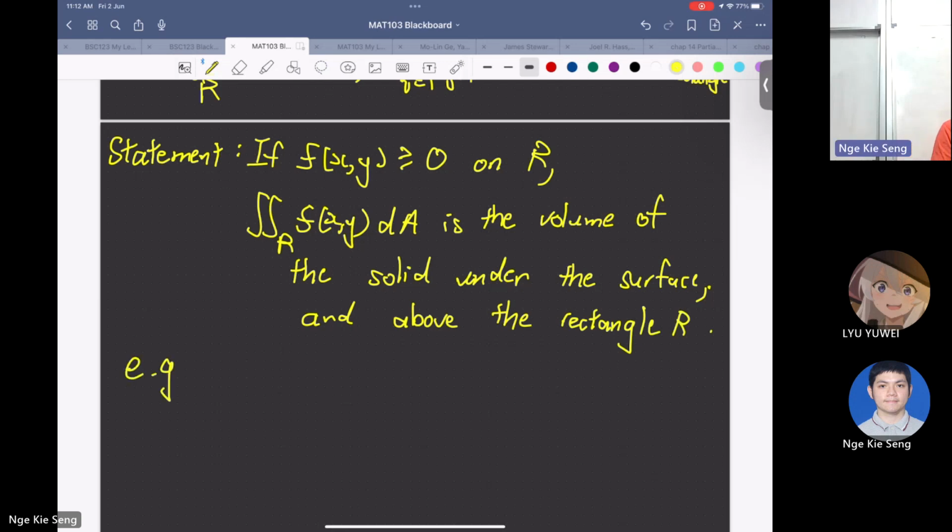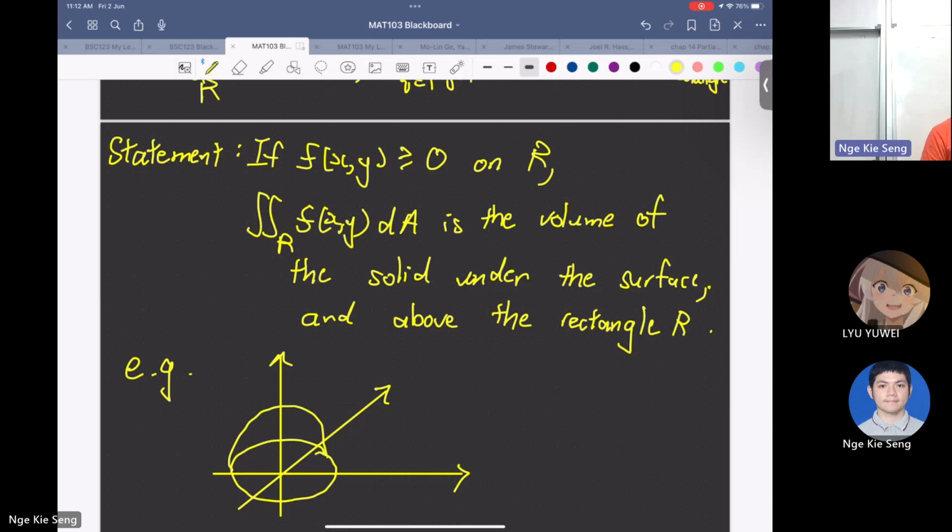So for example, let's say we have a hemisphere. We have a hemisphere here. What's the equation for a hemisphere? Can someone recall? Let's say we take unit radius 1. Can anyone recall the function for the positive hemisphere?